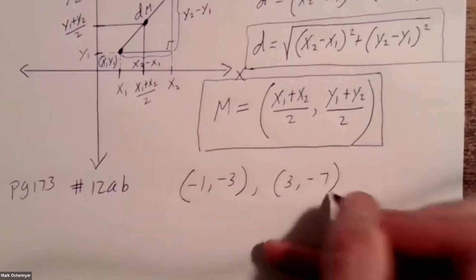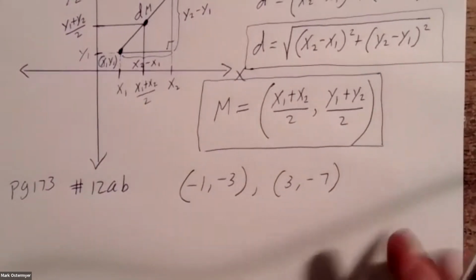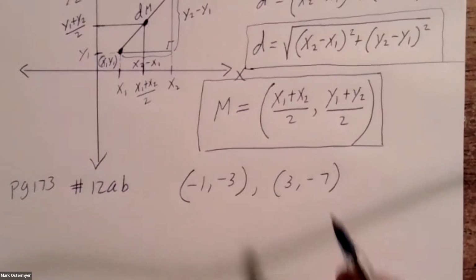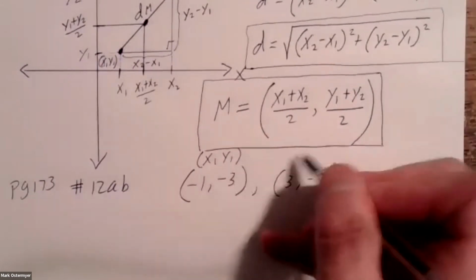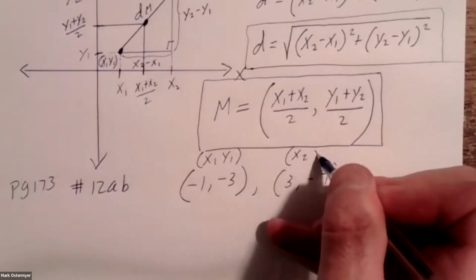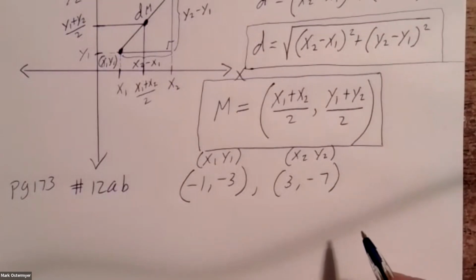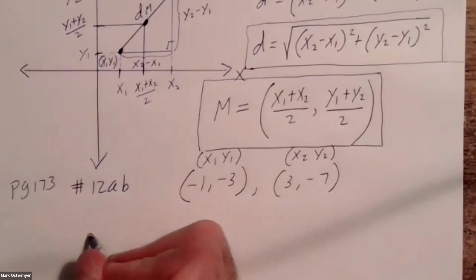3, -7. Okay. Now it doesn't matter which point you call your first and second point. You could call this your x1, y1 point, or this one your x1, y1 point. Doesn't matter. I will designate this as being my x1, y1 point and call this my x sub 2, y sub 2 point. All we have to do to find the distance between these points is just plug the values in to your distance formula.